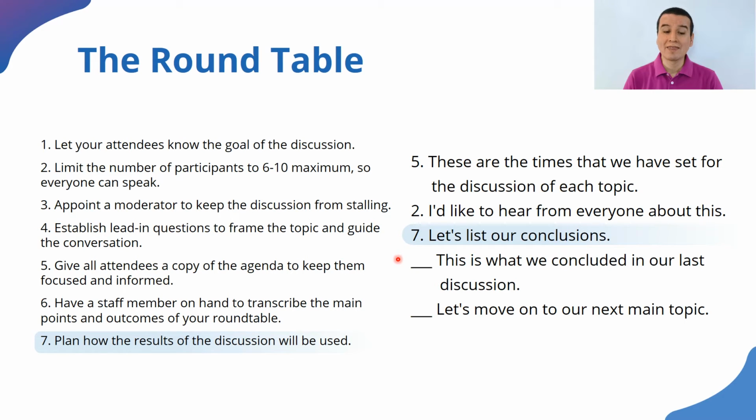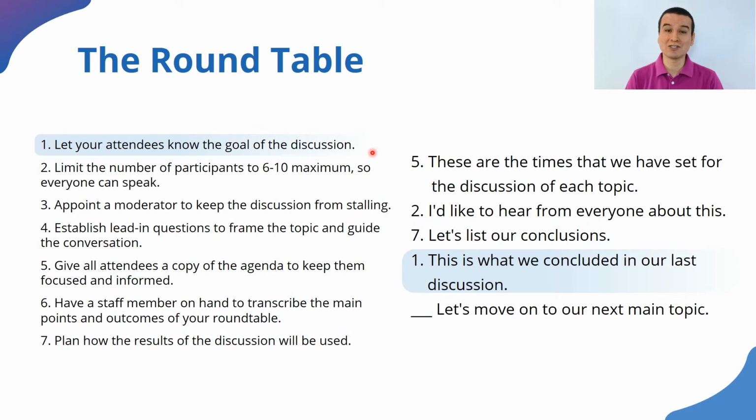Next. This is what we concluded in our last discussion. Oh, in our previous discussion, we have some conclusions. What is that related to? Probably it is related to the beginning of your discussion. That would be number 1, and that would be letting your attendees know the goal of the discussion. This is what we concluded before, and what we are trying to do now is this.